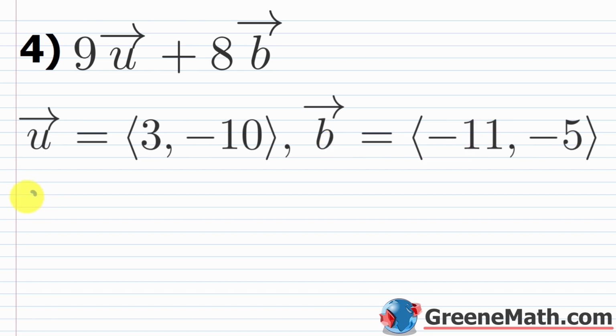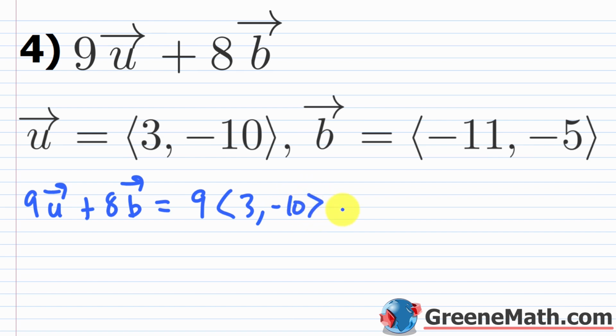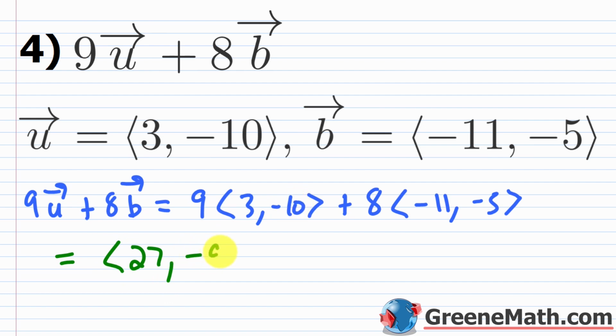So to set this up, let's go 9 times the vector u plus 8 times the vector b. This is equal to, let's put a 9 out in front of this vector right here. So your components, you have 3 and then -10. And then let's go plus. You're going to put an 8 out in front of this vector here. For the components, again, -11 and -5. I'm going to go a little bit quicker like I just mentioned. I'm not going to put this inside. I'm just going to think about, okay, 9 times 3 is going to be 27, and then 9 times -10 is going to be -90, and then plus 8 times -11 is going to be -88.